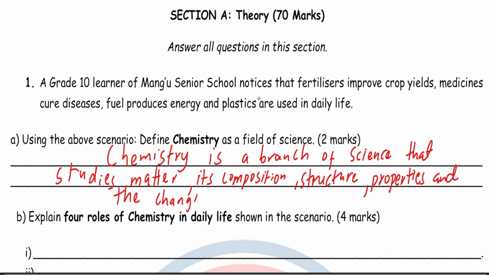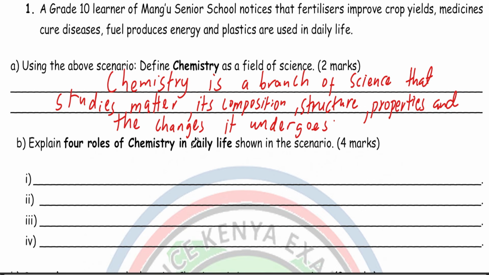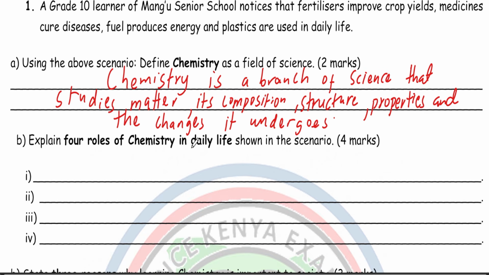So I'm repeating again. Chemistry is a branch of science that studies matter, composition of matter, structure, properties, and the changes it undergoes. So that is chemistry. Now, question B, explain 4 roles of chemistry in daily life shown in the scenario.